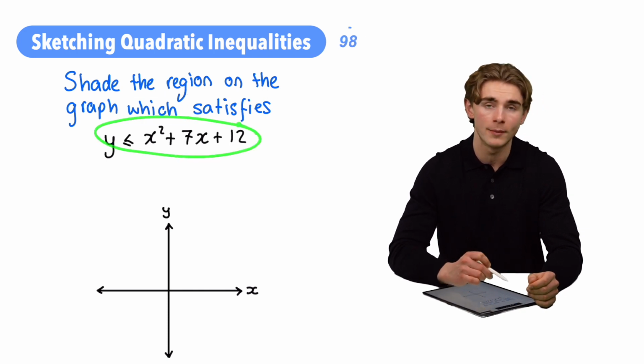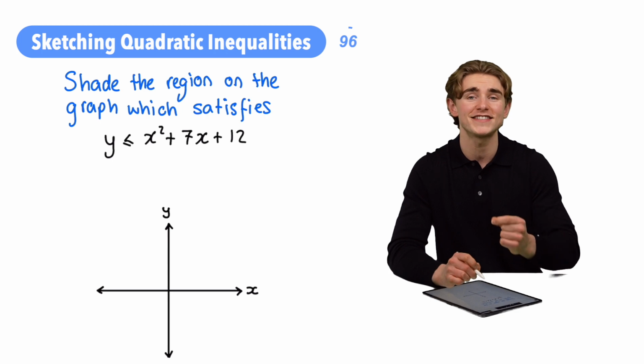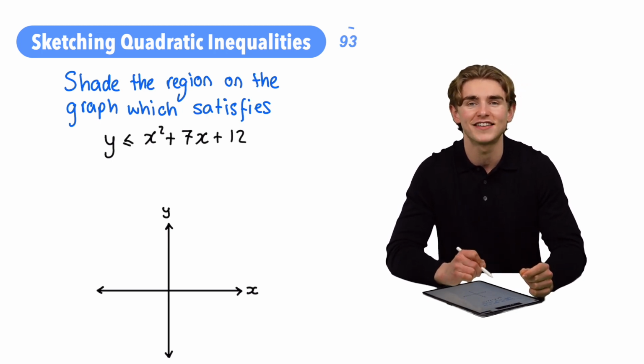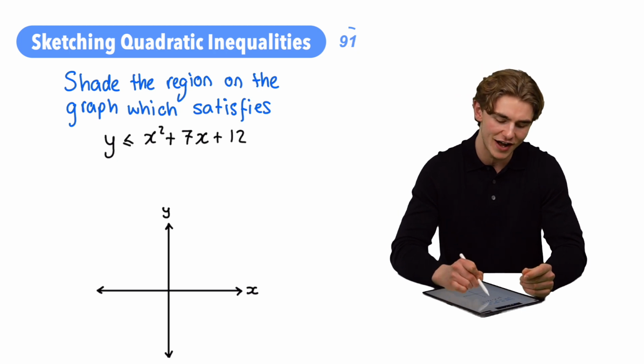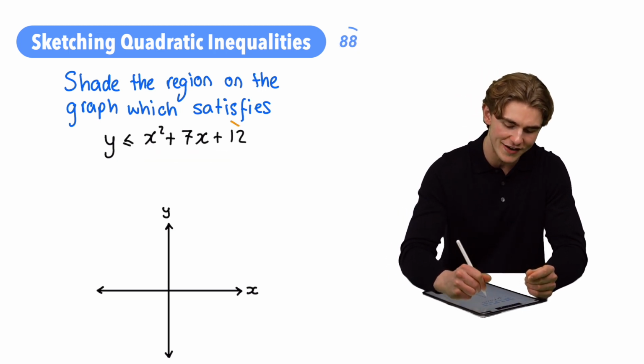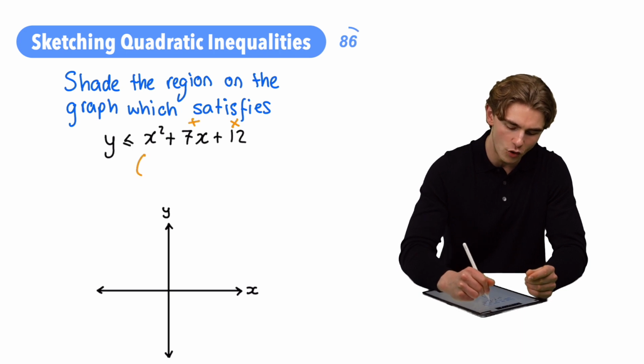What are we going to do? Step number one, guys, that's going to be to sketch our quadratic, most importantly showing where the graph crosses the x-axis. How do we find our x-intercepts, guys? We're going to factorize this, finding two numbers which multiply to give 12 and add to give 7. That's going to be 4 and 3. So we can write this as (x + 4)(x + 3).